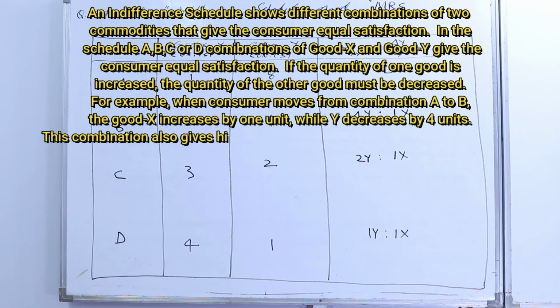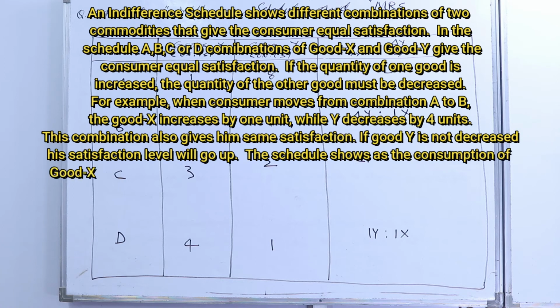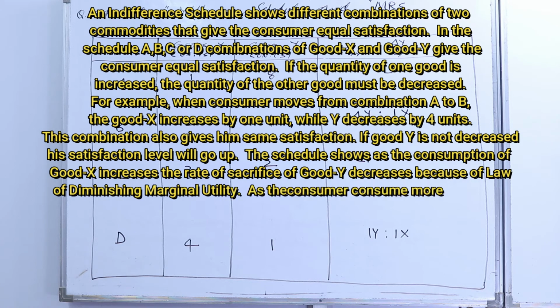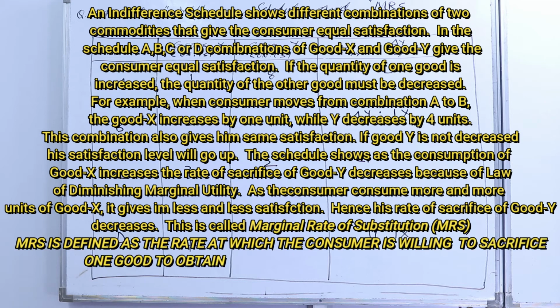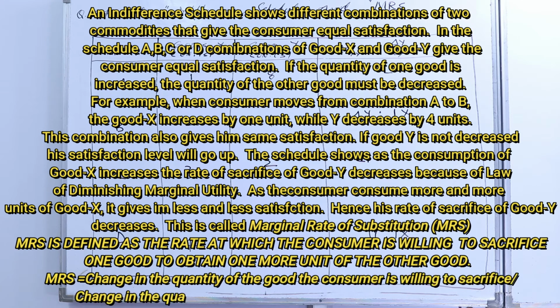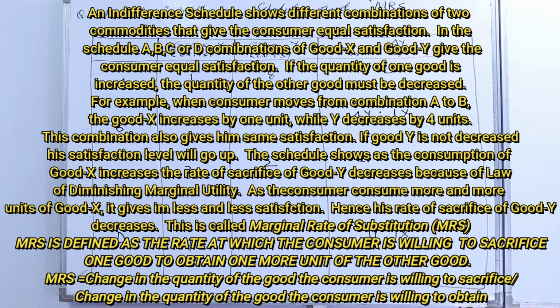Now come to C combination. To get one more of good X, he sacrificed from 4 to 2. That means 2Y is to 1X. That means he has given up 2 now instead of 4. And in D combination, he increased the consumption of good X by 1 more unit, and here good Y decreased from 2 to 1. That means 1Y is to 1X. So now look at the ratios carefully. 4Y is to 1X, 2Y is to 1X, 1Y is to 1X.